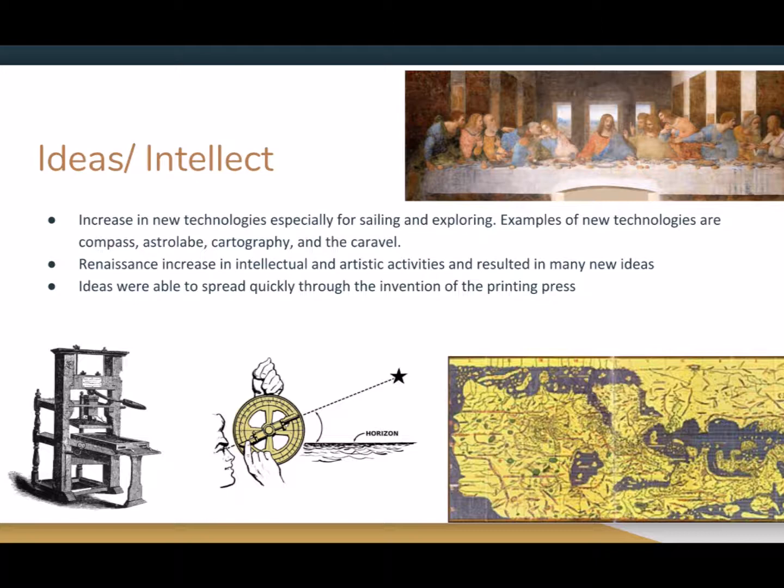Now onto the I in Persia, which is ideas and intellect. During this time period, many new ideas and technologies were created. For example, the compass, astrolabe, cartography, and the caravel were all created. Most of these inventions aided in exploration and colonization, which helped Europeans expand. Another great invention was the printing press, which allowed ideas to spread quickly through books.